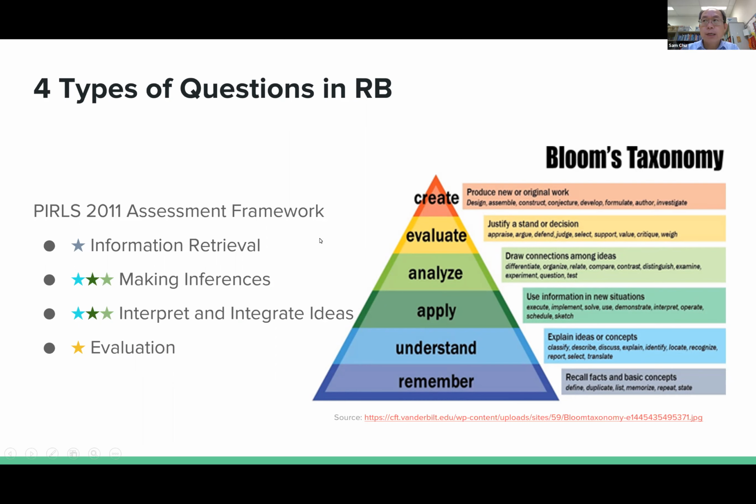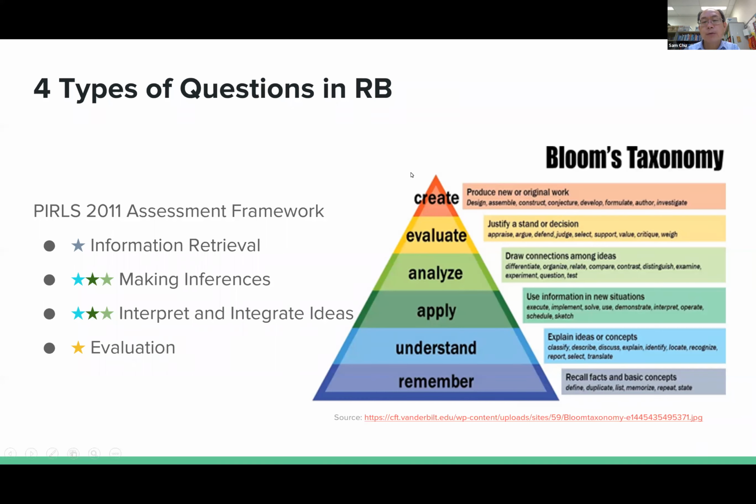That is a reading assessment done for students aged 9 to 10 in about 50 countries once every 5 years. So the way I designed the 4 kinds of questions is, besides information retrieval, that's for fact-finding, I also designed 3 other kinds: making inferences, integrating ideas, and evaluation. All these 4 together map to the first 5 levels of learning in terms of Bloom's taxonomy.